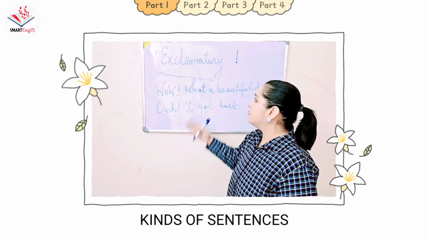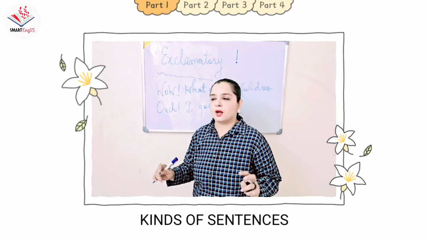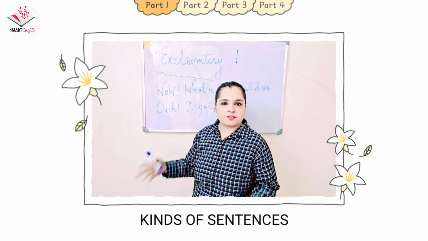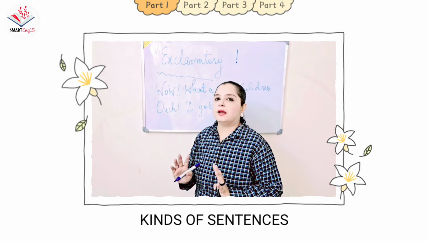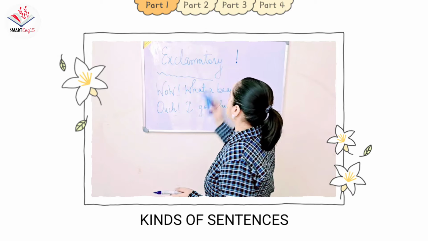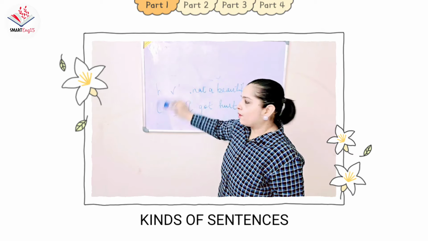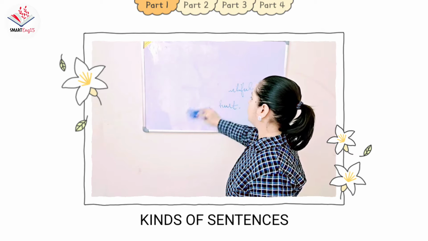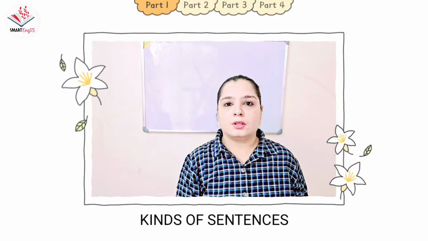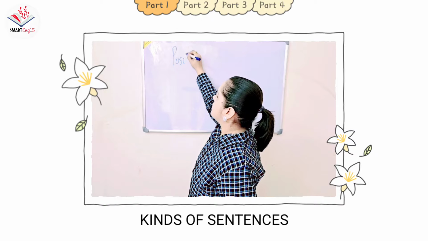So to understand or to recognize exclamatory sentence, you have to do nothing, just you have to see that if there is an exclamation mark, this is definitely going to be an exclamatory sentence. So these were the 4 kind of sentences which we generally learn when we learn English grammar. But I want to tell you about one more sentence which is very commonly used, the positive and the negative sentences.